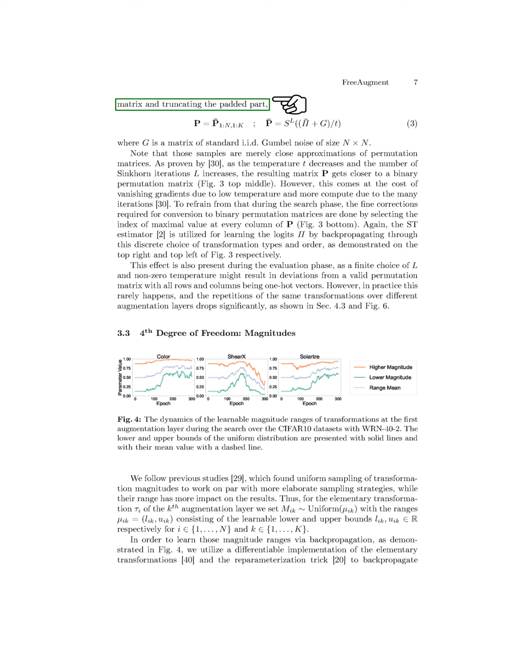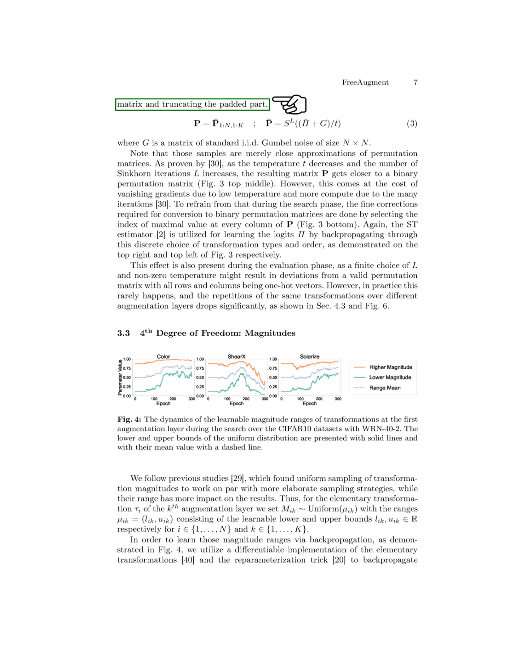Section: Degree of Freedom, Magnitudes. In this section, we discuss the degree of freedom regarding magnitudes. We build on earlier research that showed uniform sampling of transformation magnitudes performs similarly to more complex sampling methods, with the range of these magnitudes having a greater effect on the outcomes. For the basic transformation at the kth augmentation layer, we set the magnitudes to follow a uniform distribution within specified learnable lower and upper bounds.